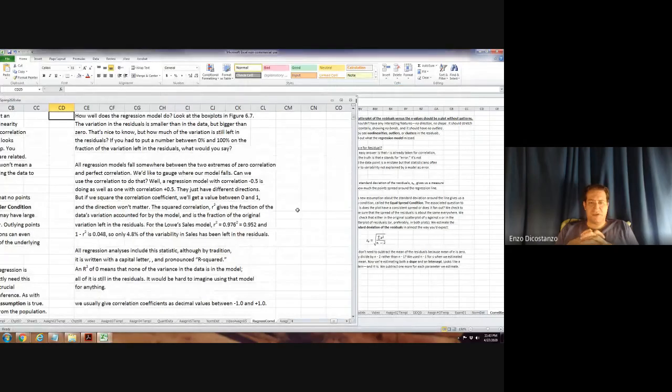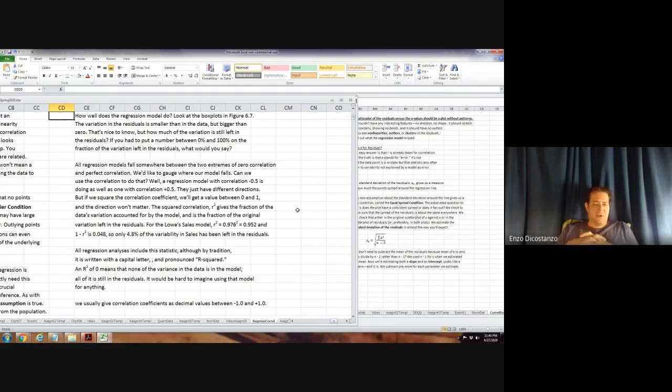It falls between the two extremes, 0 correlation and perfect correlation. A regression model with correlation -0.5 is doing as well as one with positive 0.5, just in different directions. Now you square a lot of this, so you're squaring the correlation. You look at the Lowe's model, and the correlation was 0.976. You square it, so it goes from about 97.6% to 95.2%. So 4.8% of the variability has been left out of the residuals. That's how you interpret that. So it's 1 minus the 95.2%.